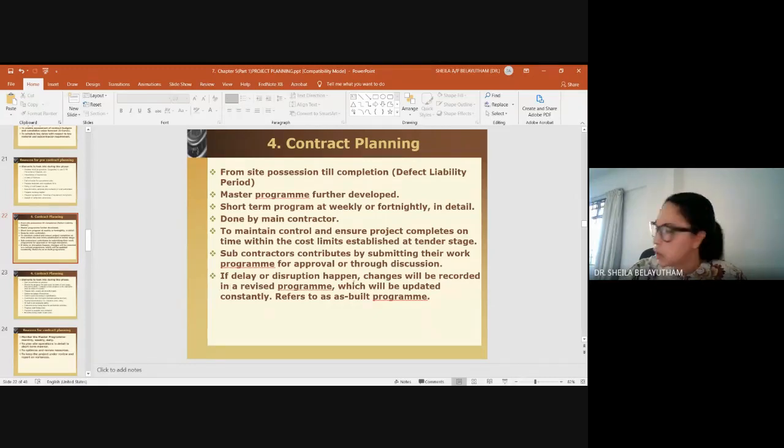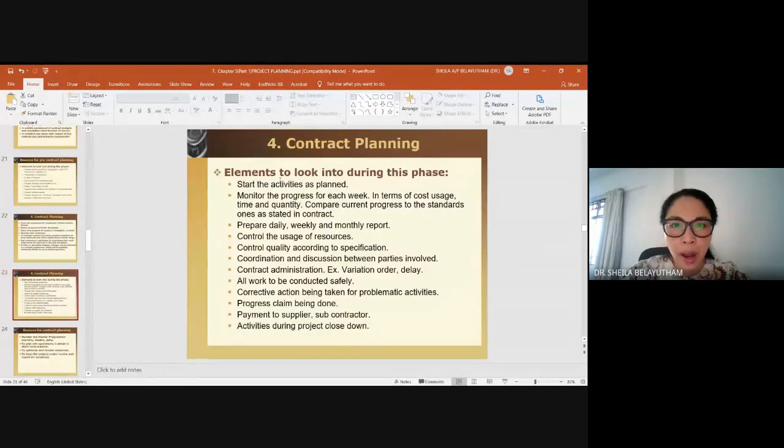If delay or disruption happens, then the changes will be recorded in a revised program, which will be updated. It will be called an as-built program, similar to as-built drawings, because as-built is as it is. You have a plan, but sometimes what happens on the site differs from your plan, and you need to record what happened on the site. If there is a delay, you need to record it, and you need to think of a way to bring your project back to the initial plan. So the elements to look into are as such.